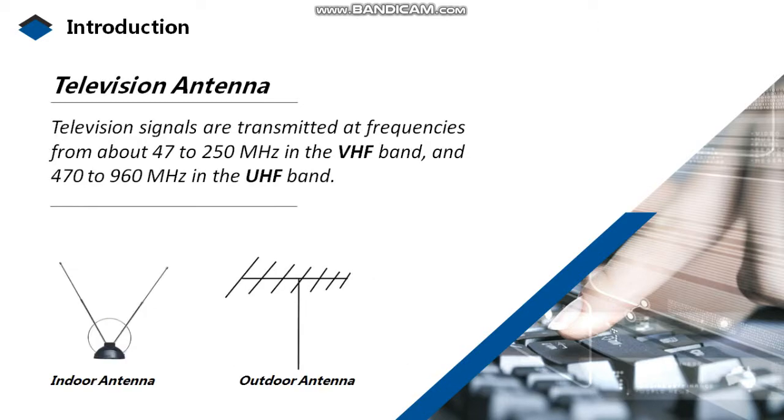For the television antenna, TV signals are transmitted at frequencies from about 47 to 250 MHz in the very high frequency band, and 470 to 960 MHz in the UHF band, or ultra high frequency band. Television antennas can be classified into two, indoor and outdoor. For shorter elements which receive the UHF stations, the most common is a Yagi antenna.